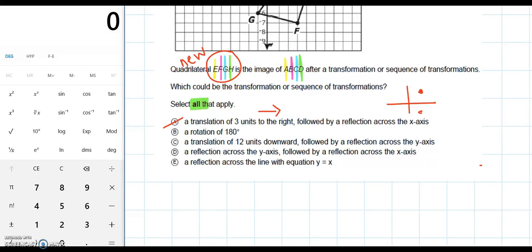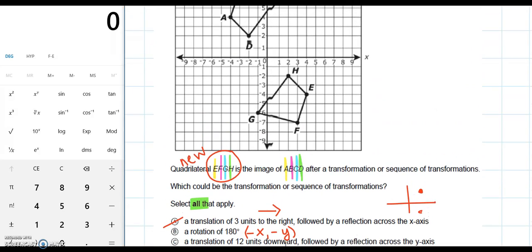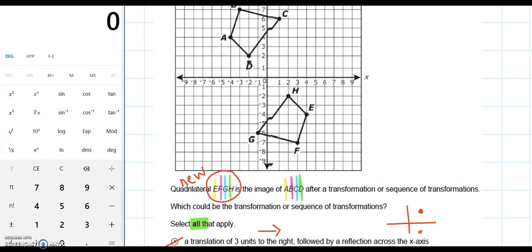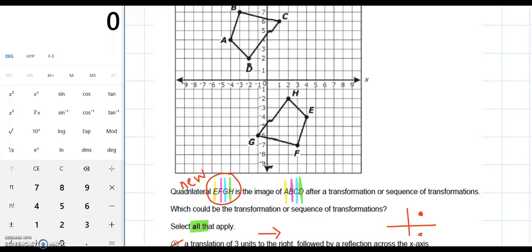A rotation of 180 degrees. Now, if you remember the way that I teach you to take your paper, to turn it upside down and see what the new coordinate is, I'm not going to do that on the screen, so I'm just going to use the rule. It's going to be negative x, comma, negative y. Okay, so again, I'm going to work with A. A right now is at the coordinate negative 4, positive 4.